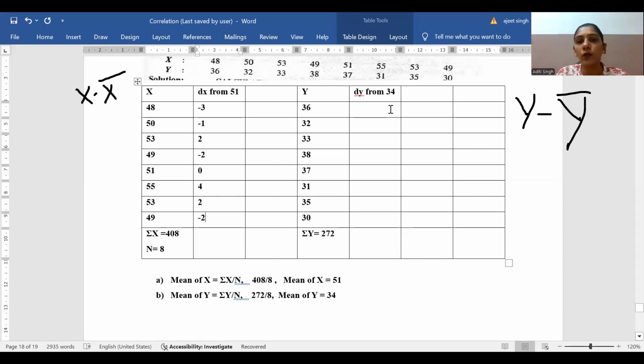Now let's calculate the value of dy. The dy value is calculated by y minus y bar, meaning we subtract 34 from each value of y one by one. 36 minus 34 is 2. 32 minus 34 is minus 2. 33 minus 34 is minus 1. 38 minus 34 is 4. 37 minus 34 is 3. 31 minus 34 is minus 3. And this is 1, and this is minus 4.